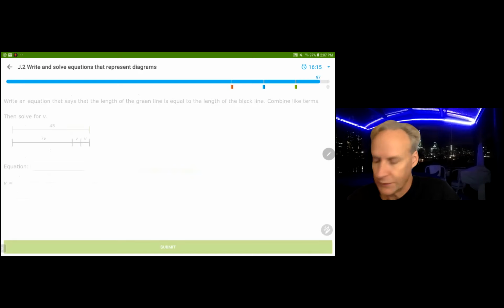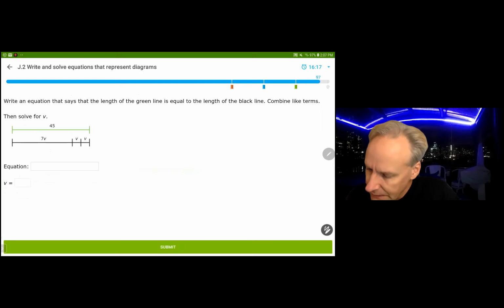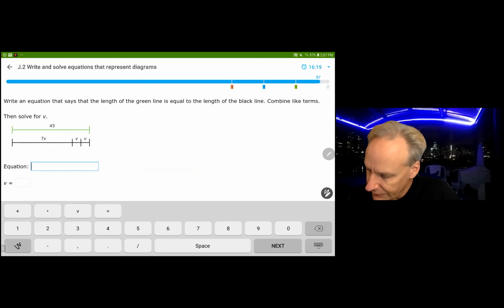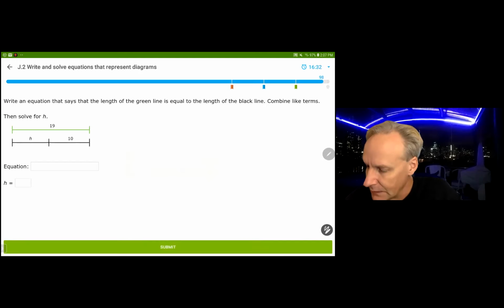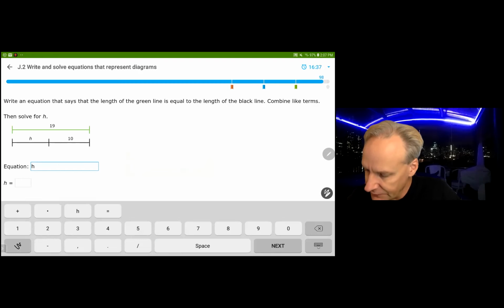And maybe one or two more. Looks like 9V equals 45. Nice, easy one. And V equals 5, of course. And maybe one more. Looks like H plus 10 equals 19. They gave me a nice, easy one to finish up with. And H is 9, isn't it?